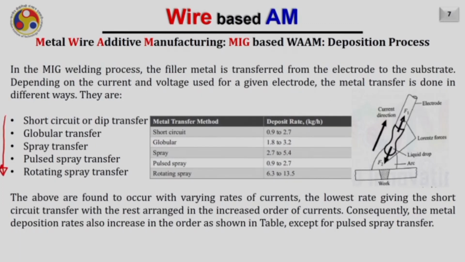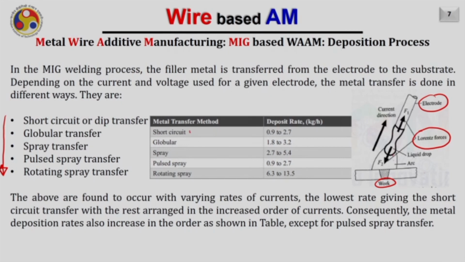So when the material is transferred from the electrode towards the substrate, usually mainly 2 forces work. The one is the Lorentz force and the other is the gravitational force acting due to the weight of the droplet formed.